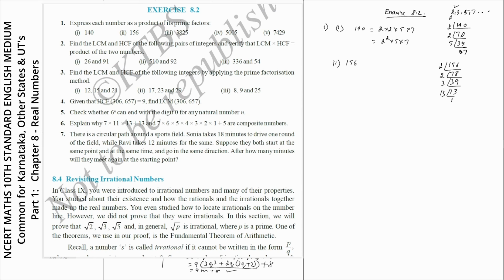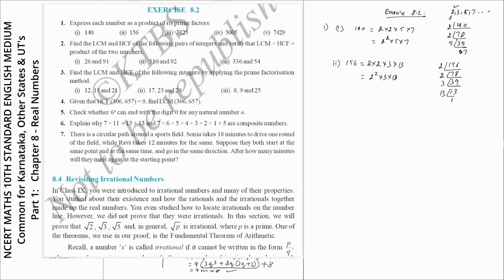So what are prime numbers? Prime numbers are numbers which are divisible by 1 and itself only. So 156 is a composite number. I can now express this as a product of prime numbers. That is 2 into 2. 2 is a prime number, then 3 is a prime number, then 13 is a prime number. So 2 to the power of 2 into 3 into 13.